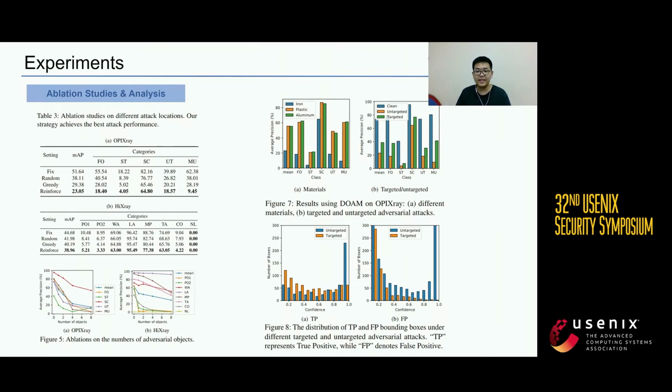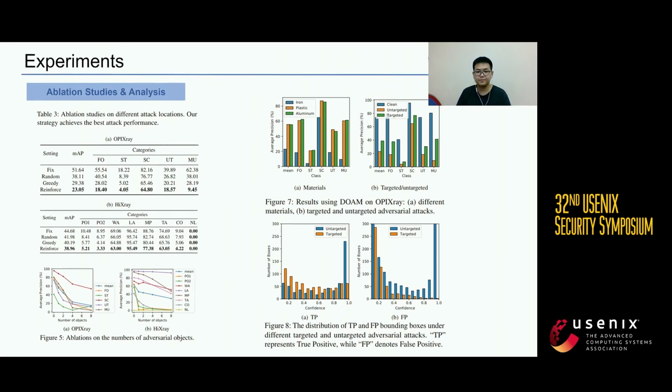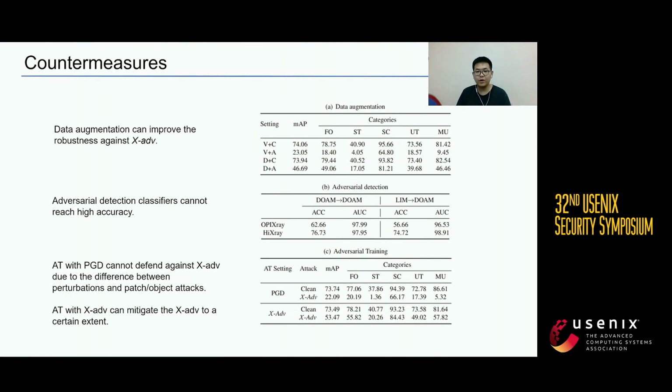Next, we investigate the key factors that might have impacts on the attackability of our X-Adv, thereby providing comprehensive insights and promoting a deeper understanding of our strategy. In brief, we conduct thorough ablations on several factors, such as attack locations and number of objects. We then analyze the attacking performance of different materials of adversarial objects and the distribution of TP and FP bounding boxes. Moreover, we discuss some countermeasures against X-Adv.